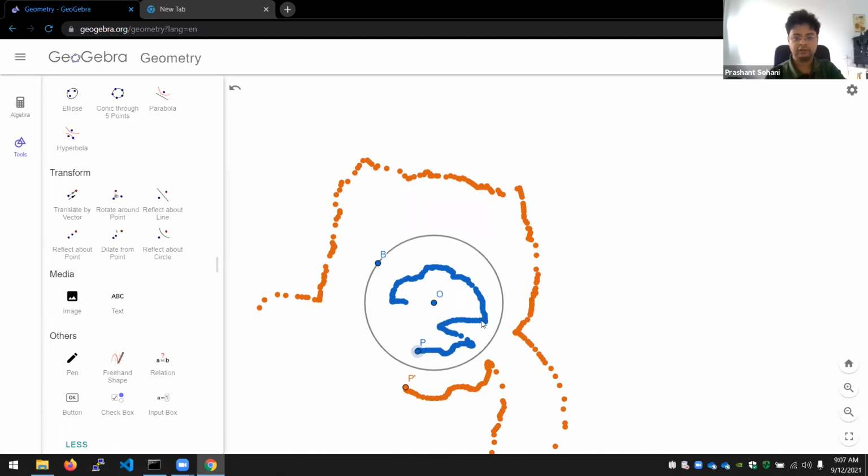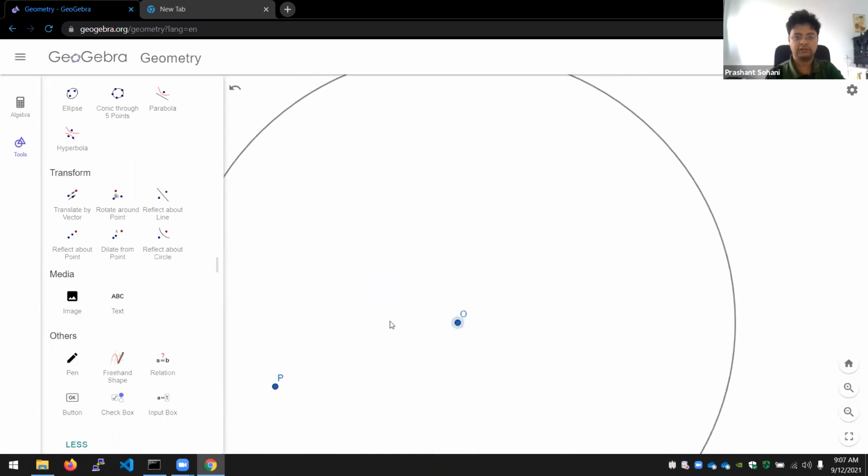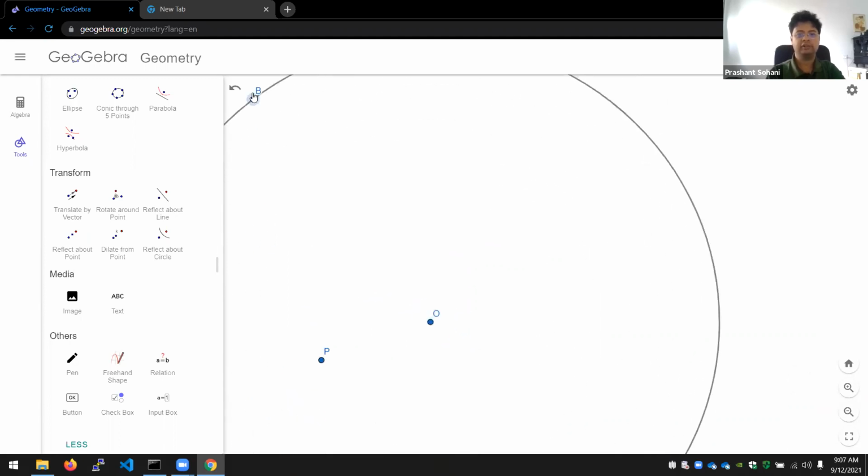Another thing that we would like to see is what I said last time, in the limiting case, if I take a circle of really large radius. So let me do that. I'll take B very far.